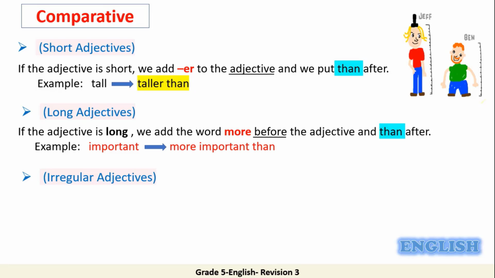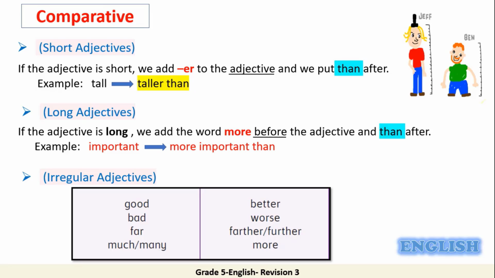The last thing is irregular adjectives. Dear students, here we don't follow the same rule as short and long adjectives. So, good will be better, bad will be worse, far will be farther or further. Much and many will be more.